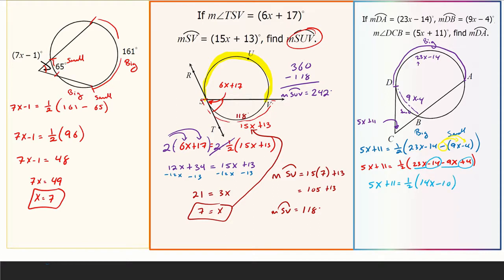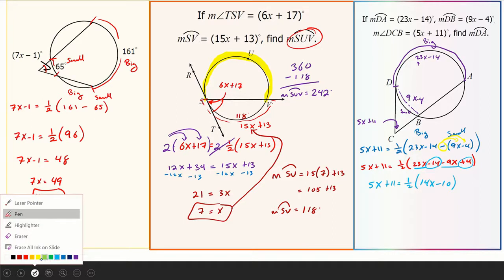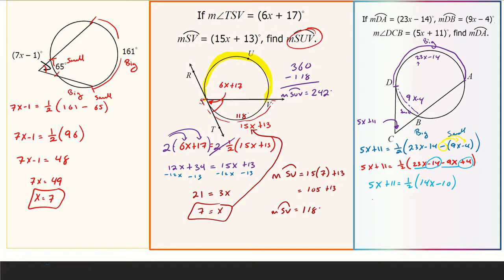Now remember when I said if you can take half of each one. In this case we are able to take half of each one. So we have 5x plus 11 is equal to 7x minus 5, right? Because I distribute that 1/2 to both of those terms. So from here, we're still solving for x. We're going to subtract 5x from both sides, and we're going to add 5 to both sides. So we get 16 is equal to 2x, and we end up with x being 8.